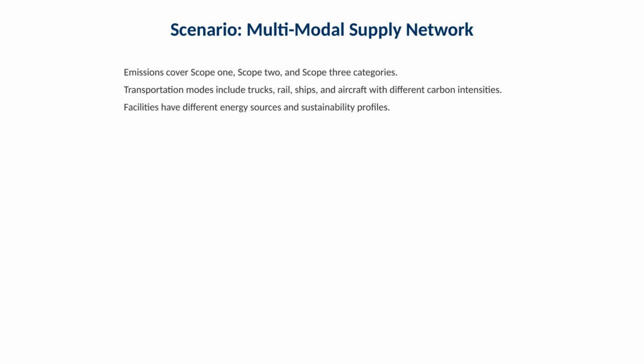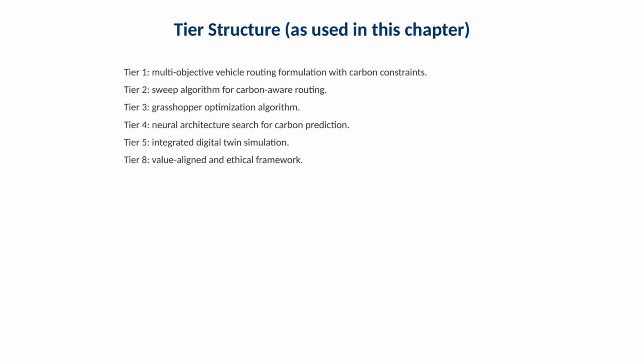This slide describes the scenario and scale. Global Logistics runs 15 manufacturing facilities, 45 distribution centers, 200 suppliers, and serves 10,000 delivery locations across North America and Europe. The company aims for net zero emissions by 2030. That forces decisions about transportation modes, facility utilization, and supplier selection to be evaluated not just for cost, but for carbon impact and compliance. This slide previews the tier structure.